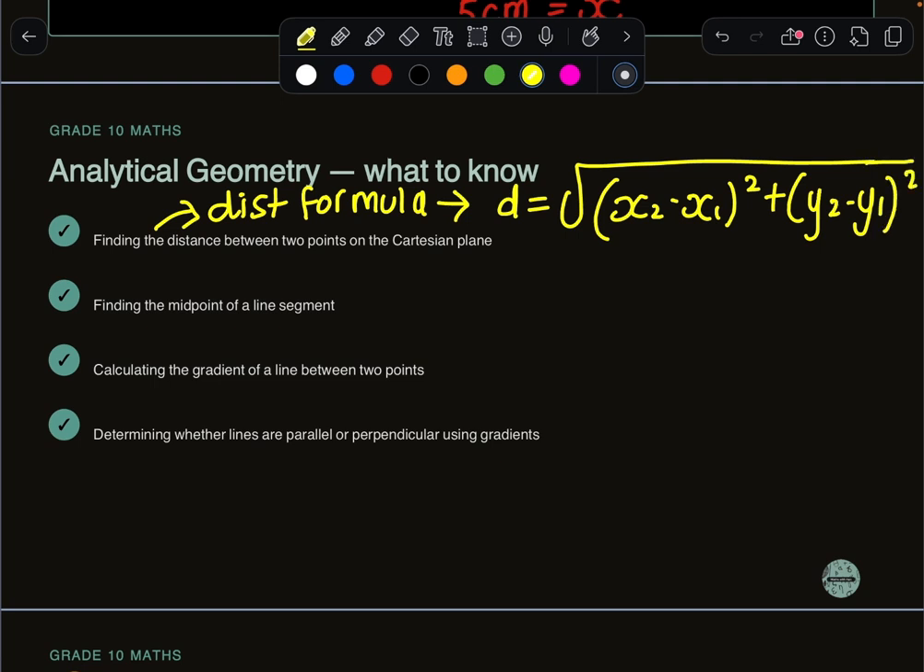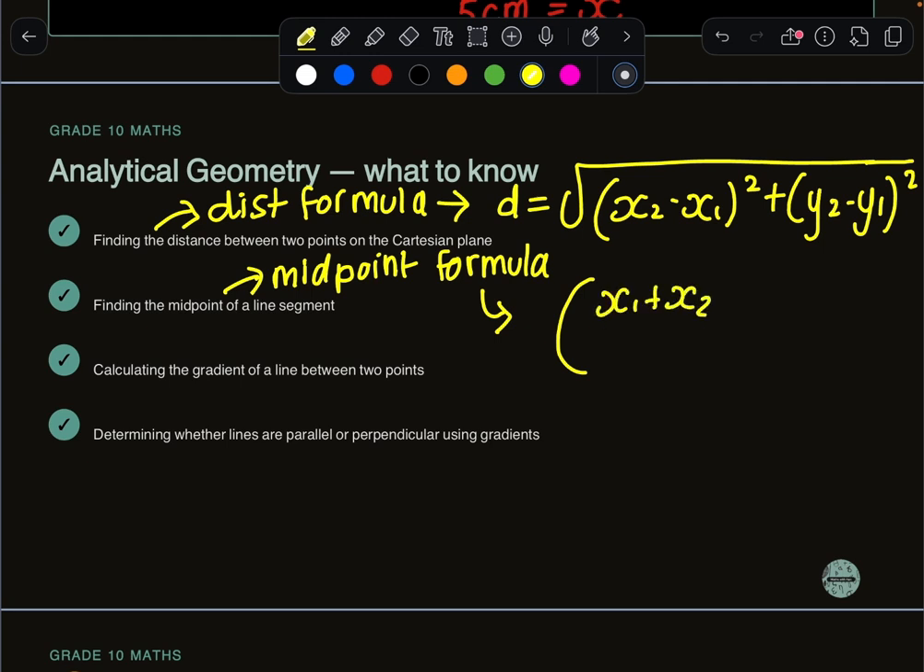You are going to find the midpoint of a line segment. So this is our midpoint formula. And this midpoint formula is x1 plus x2 divided by 2, y1 plus y2 divided by 2. So it's going to give you a point.